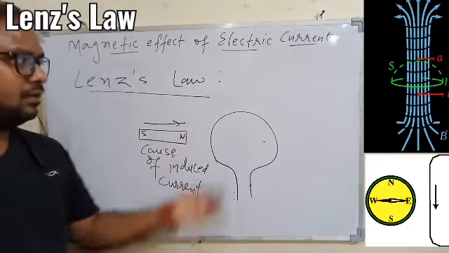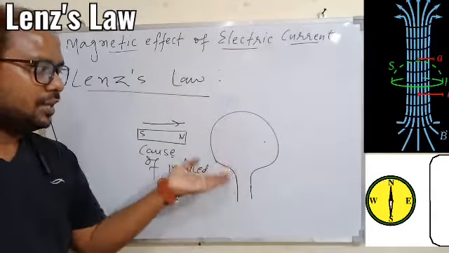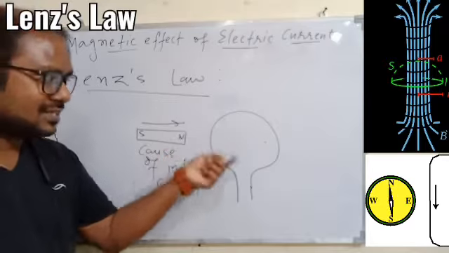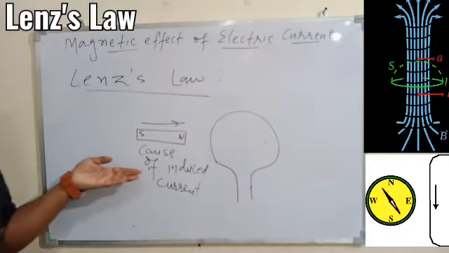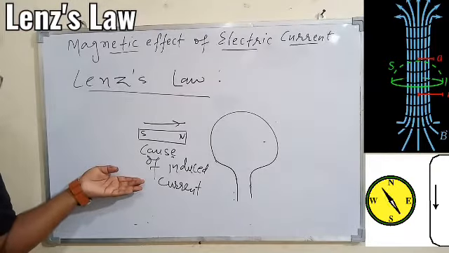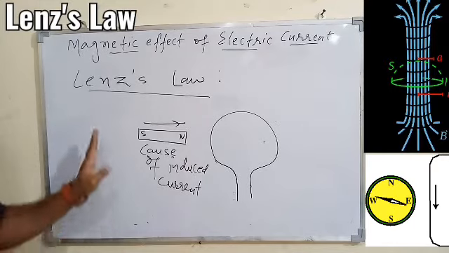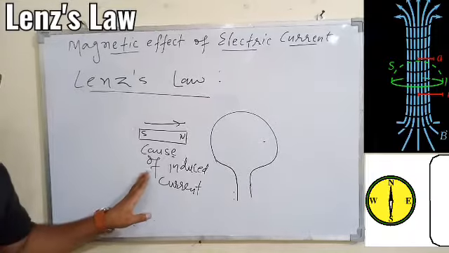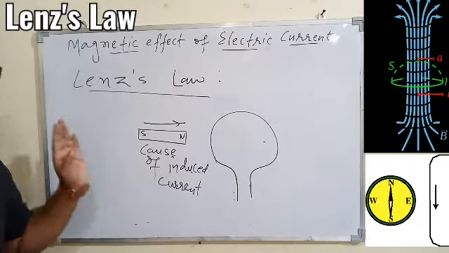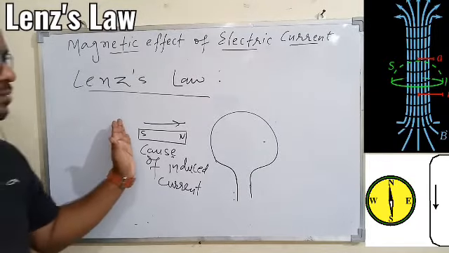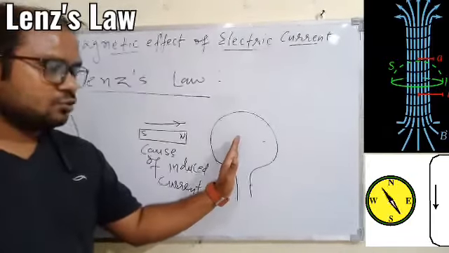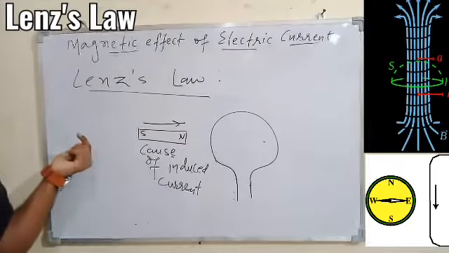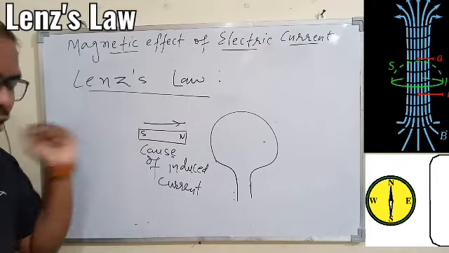The law says that the current will be induced in the coil such that the direction of the induced current will oppose the cause of the induced current. So if we take the example of the bar magnet and this coil, the cause of this induced current will be this magnet only. If this magnet is moving towards the coil, what will the coil do? The coil will try to send it back so that it can oppose the cause.